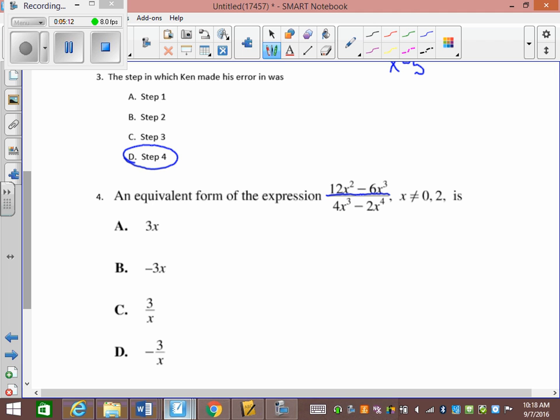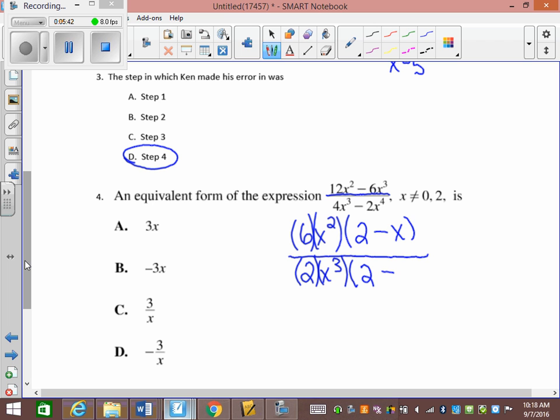Okay? So here we take out a 6 and an x squared as a GCF. So 6 by itself, the x squared by itself. And then 12x squared divided by 6x squared, we're left with a 2. Minus 6x cubed divided by 6x squared, we're just left with an x. Over the denominator, together, a 2 and an x cubed. But because we just multiply, I just put it in its own bracket. 4x cubed divided by 2x cubed is 2. Minus 2x squared divided by 2x cubed is just x.